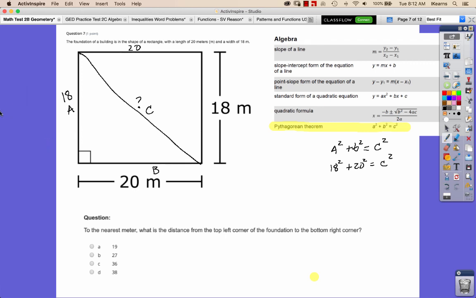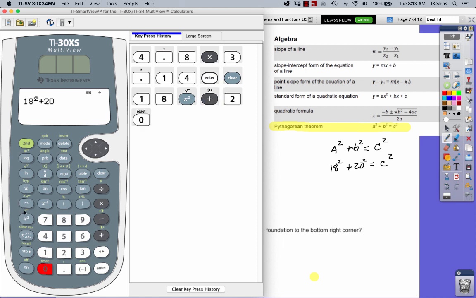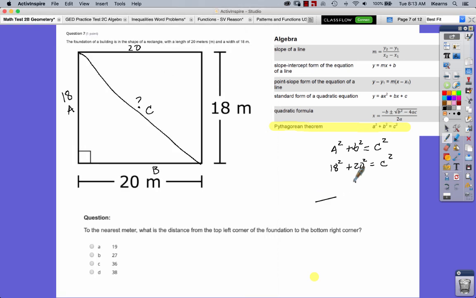You could do this, at least this first part here, in one step. So let's do 18, and here's your squared button right here. You can see the little 2 pops up, plus 20 squared. And that's going to, well, we will enter that in, we get 724. So let's go back. So now we have 724 equals c squared.